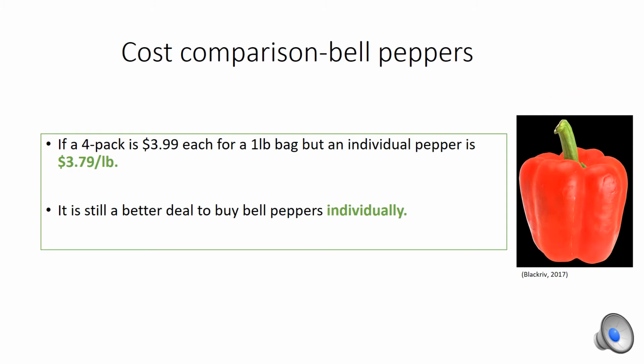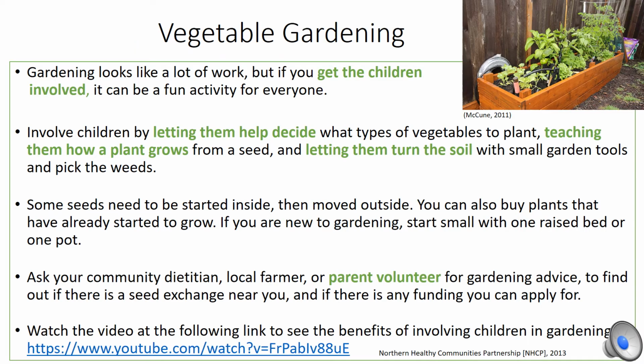We will do one more cost comparison, this time with bell peppers. If a 4-pack is $3.99 each for a 1-pound bag, but an individual pepper is $3.79 per pound, then it is still a better deal to buy bell peppers individually. Let's take a quick look at vegetable gardening.